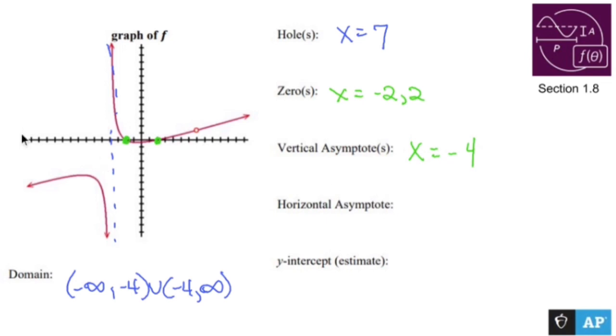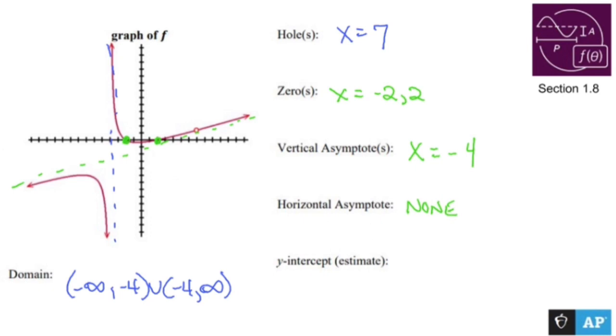My horizontal asymptote is a straight line where everything levels out. Well, there is no straight line where everything levels out. It looks like we have a slant asymptote. And since we have a slant asymptote, we have no horizontal asymptote.